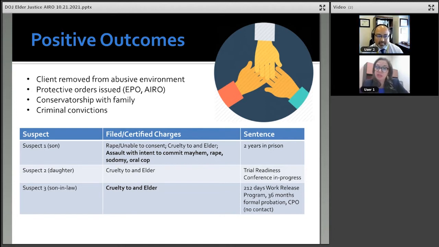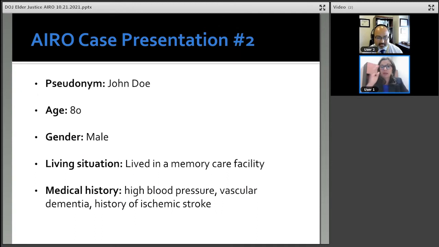Okay, and then I'm going to quickly go through the second example because I know we're running short on time. Our next example, we're going to call John Doe, 80-year-old male. He was living in a memory care facility. There's some of his medical history in case you're interested.